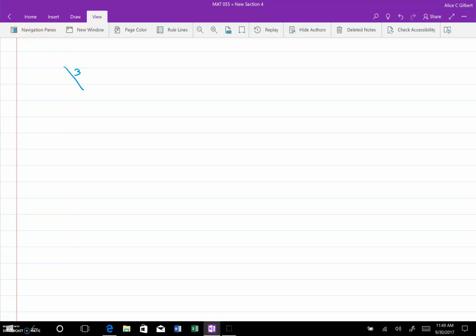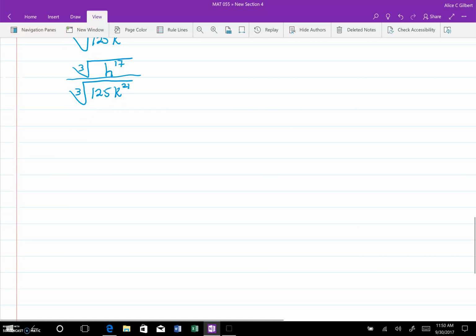The cubed root of h to the 17th over 125 k to the 21st. Well, there's nothing here that I can divide and all that kind of stuff. So, to make this easier for me, I am going to rewrite it as a cubed root in each one, numerator and denominator. So now I'm just going to work with the numerator.